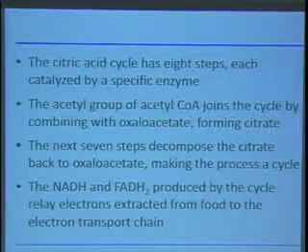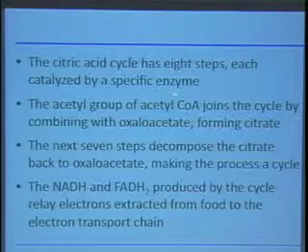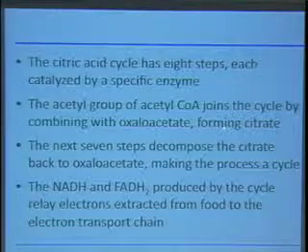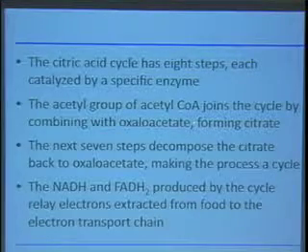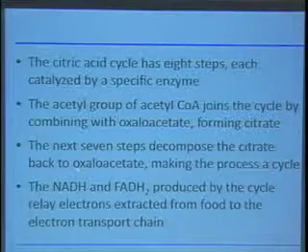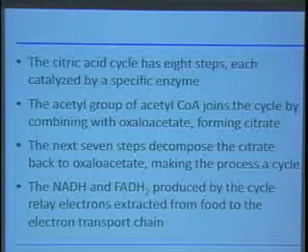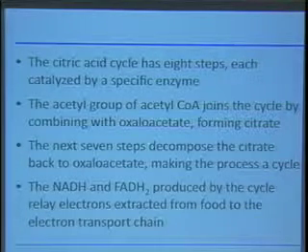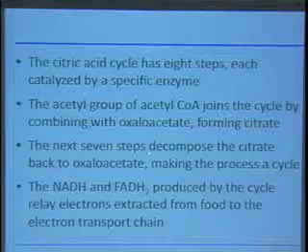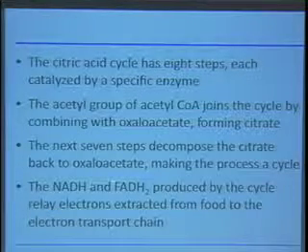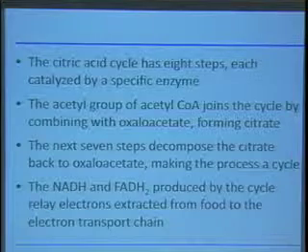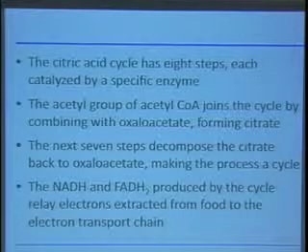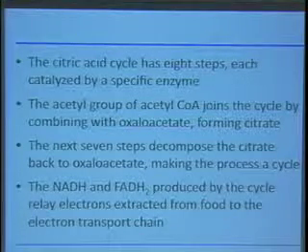And so the acetyl group of acetyl-CoA joins the cycle by combining with a molecule of oxaloacetate to form citrate. And then in the next 7 steps, we observe the decomposition of this citrate back to a molecule of oxaloacetate. So that's really what makes the process a cycle. We start with oxaloacetate, and we end up with oxaloacetate at the end.